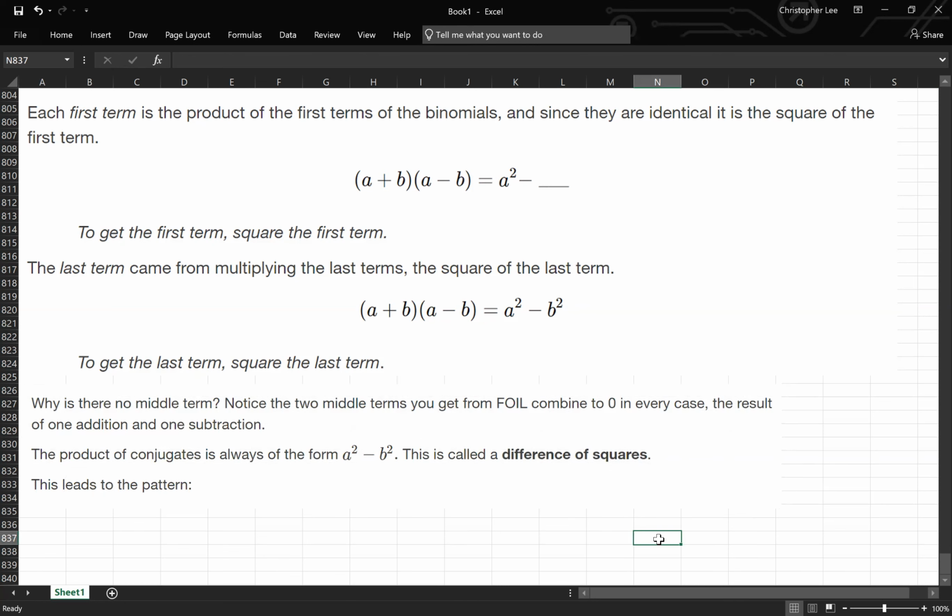So why is there no middle term? Notice that the two middle terms you get from FOIL combine to 0 in every case, the result of one addition and one subtraction. The product of conjugates is always of the form a squared minus b squared. This is called the difference of squares, right? And that leads us to the pattern.